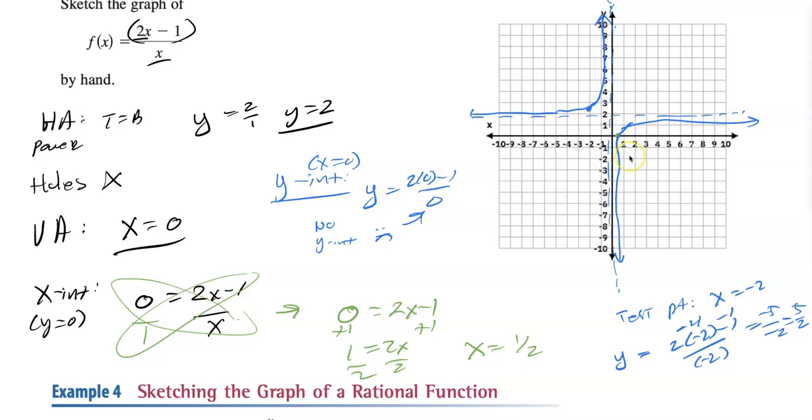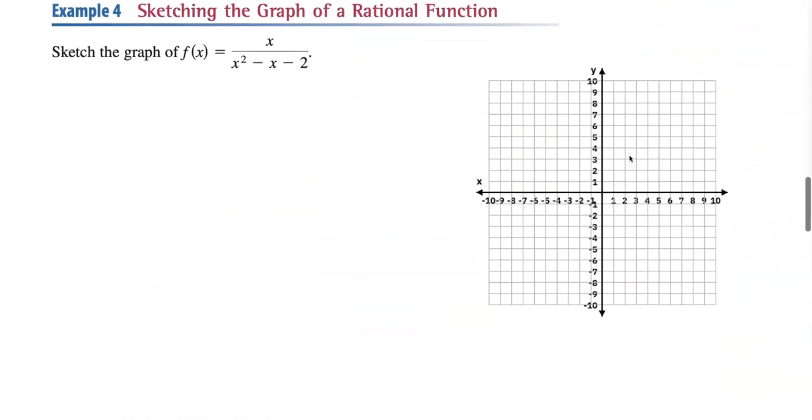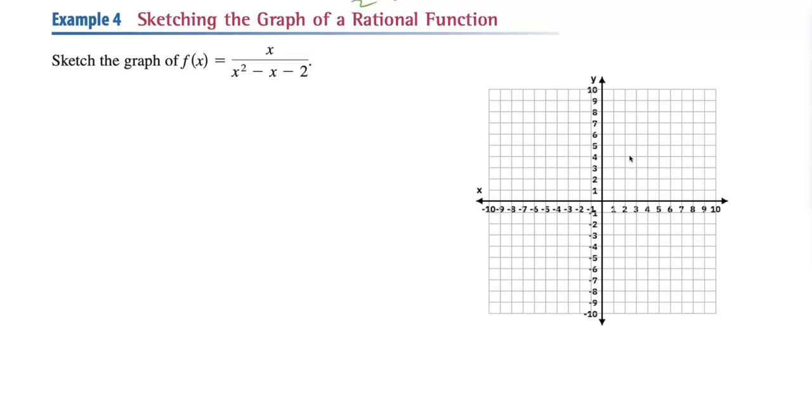Let's sketch the graph of this one by hand. Okay, horizontal asymptote. Well, look at this case. The bottom is bigger than the top, so y equals 0. Holes? I don't think there are any holes. Nothing cancels, so none of that.